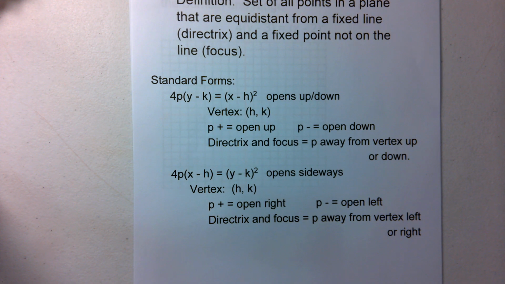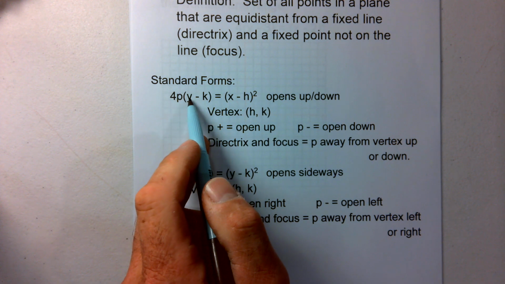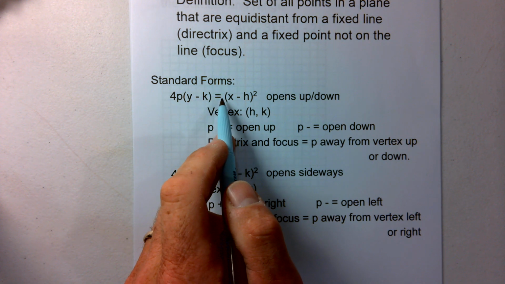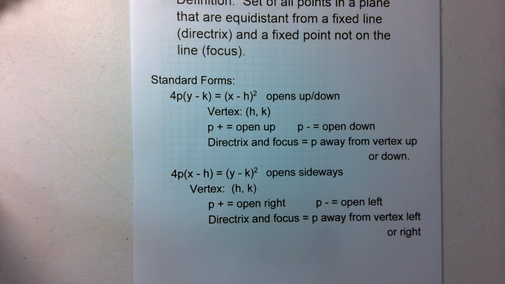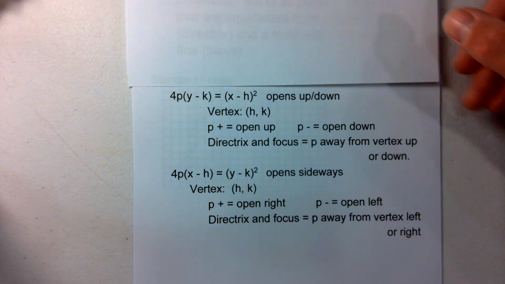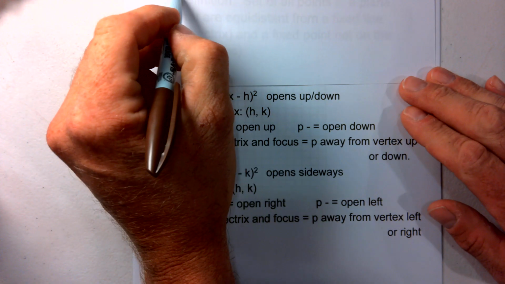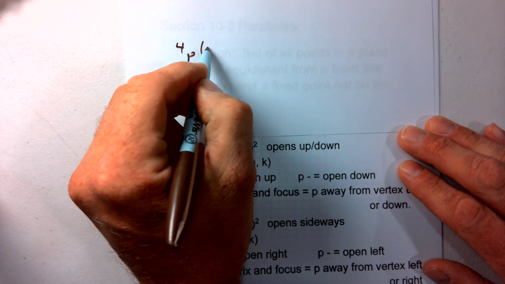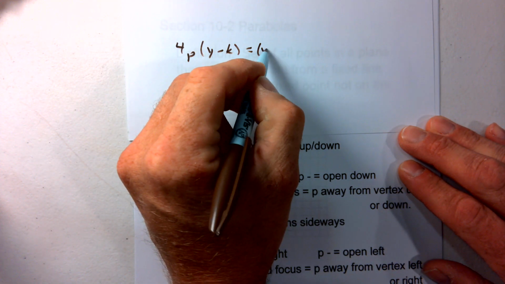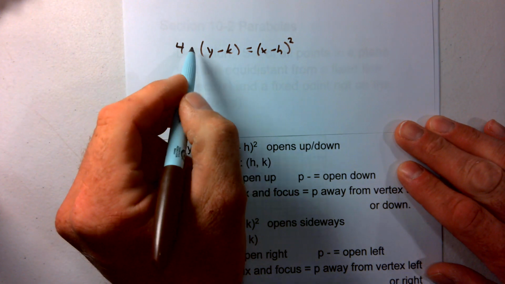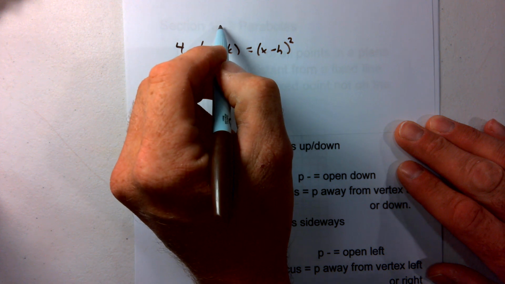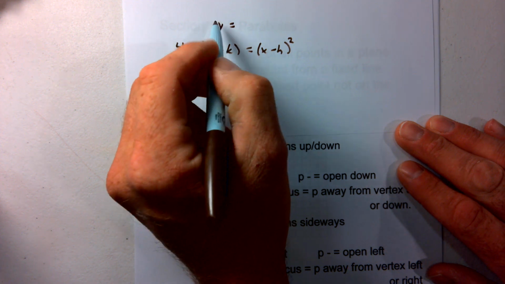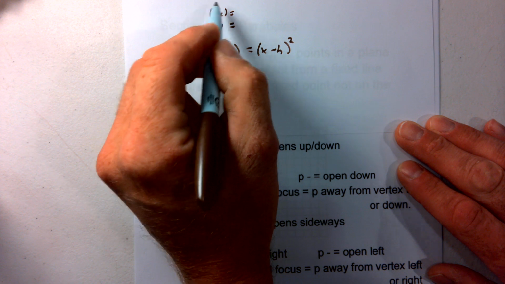So our standard form today is going to be 4p times (y minus k) equals the quantity of (x minus h) squared. And that maybe looks a little foreign to you, but I'm going to bring my paper in here again. If we played around with this equation, 4p times (y minus k) equals (x minus h) squared, and solve for y, that's the form that we've been in before when we talked about our parabolas. We were in y equals or f of x equals because they were functional.